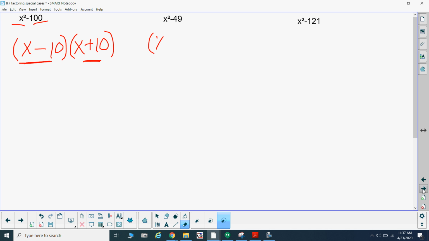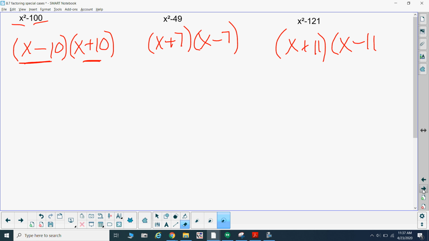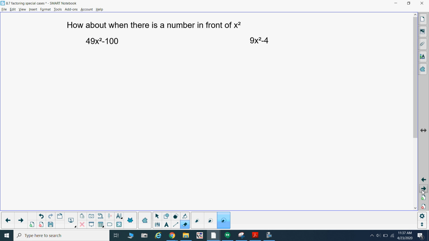This one, x plus the square root of the last thing, x minus the square root of the last thing. Here, x plus the square root of the last thing, x minus the square root of the last thing. And again, you can write multiplication in any order. So it can be plus and then the minus, or the minus and then the plus. That doesn't matter. All right, what do we do if there's a number in front of x squared?